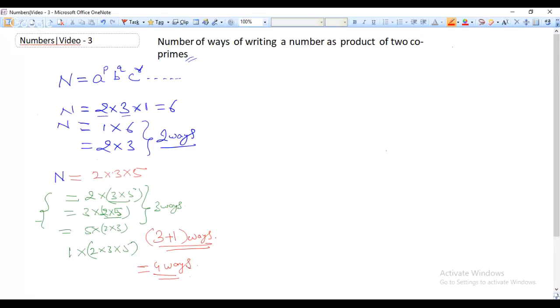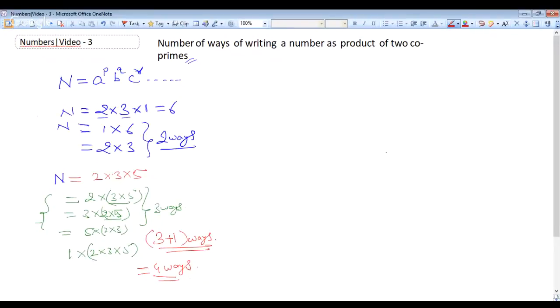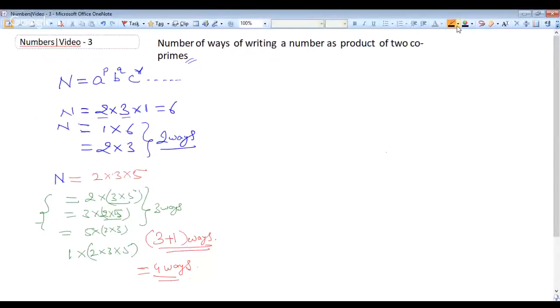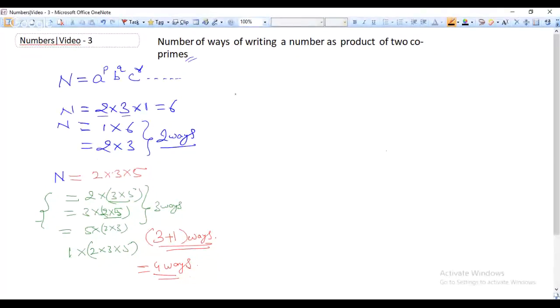Let's increase another number. We'll take a black pen. Okay, so what will we do next? Let's increase another number: 2 into 3 into 5 into 7. All are co-primes, right? So we can take one number at a time and three numbers along with them.